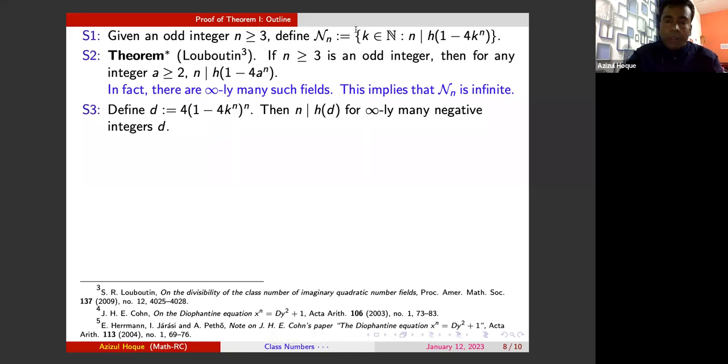Now this set is infinite. Now we define our discriminant, D. So D is nothing but this, and Q square root of D is nothing but Q square root of 1 minus 4k^n. So those two fields are equal, and thus n divides h of D, for infinitely many negative integers D, negative because n is odd.